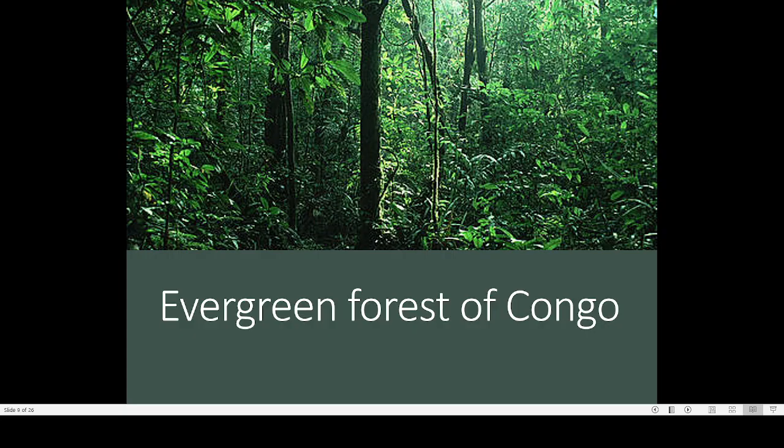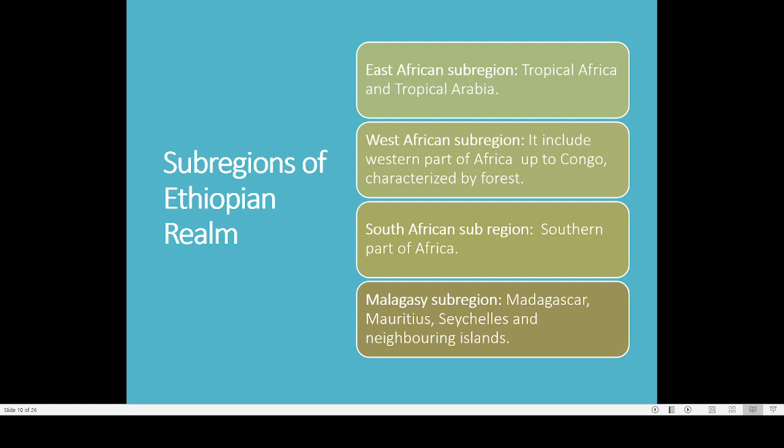Malagasy was the former name of Madagascar. Now it is known by the name Madagascar. But when classification comes, sometimes the older name always comes. So that is why Madagascar, Mauritius, Seychelles and neighboring islands come under the Malagasy sub-region.